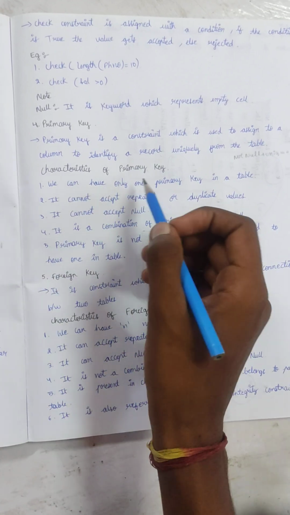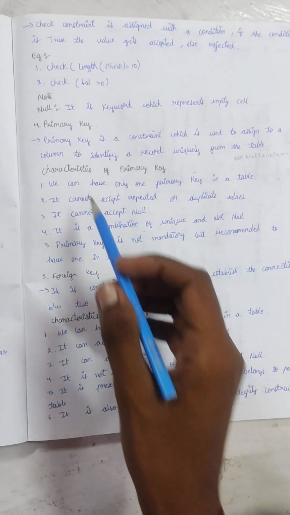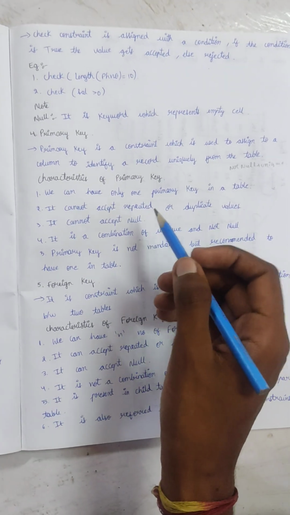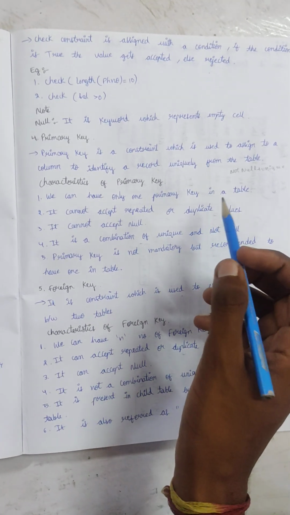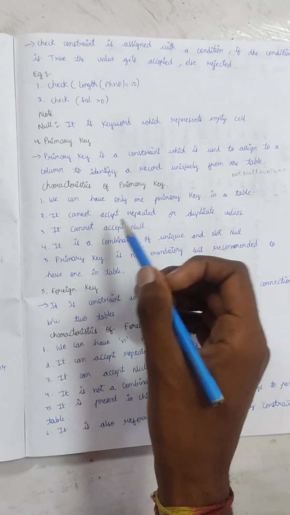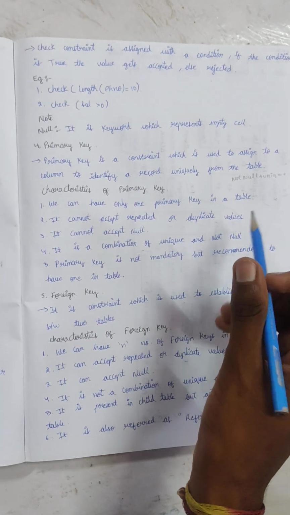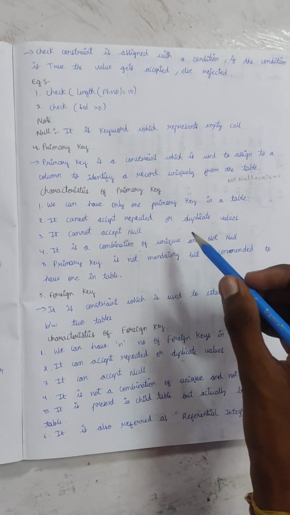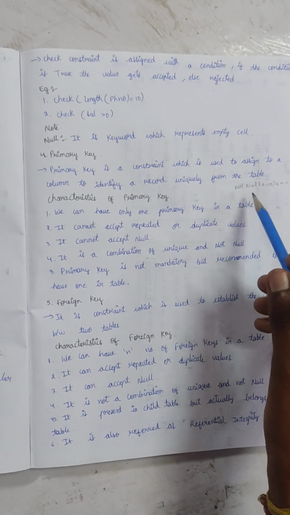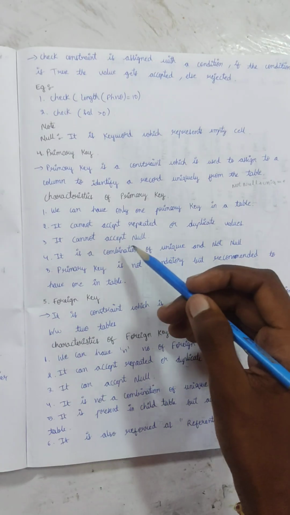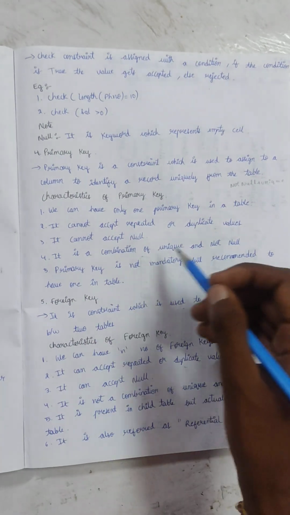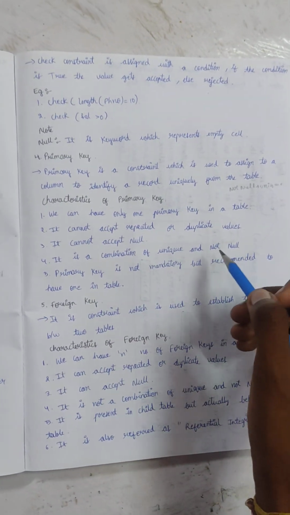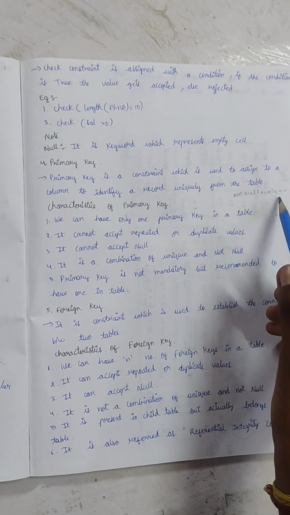There are 5 characteristics of a primary key. We can have only one primary key in a table. A table can accept only one primary key. It cannot accept repeated or duplicate values, as it is unique, and not null. It cannot accept null values, meaning empty cells. It is a combination of unique and not null, as I said earlier.